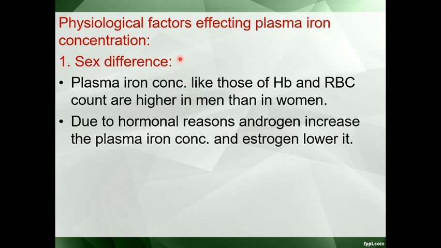Now we come to the second part of the lecture, that is the physiological factors affecting the plasma iron concentration. Sex difference. Plasma iron concentrations, like those of hemoglobin and RBC count, are higher in men as compared to females. This is due to hormonal reasons. Androgens increase the plasma iron concentration and estrogens lower it. Androgens are the male sex hormones and estrogen is the female sex hormone.